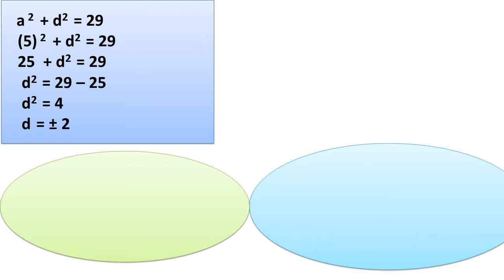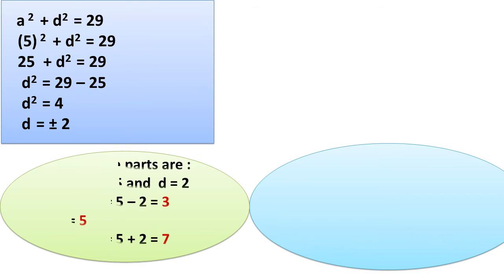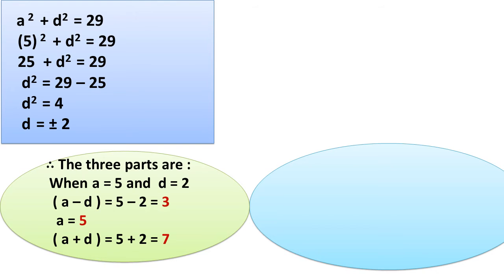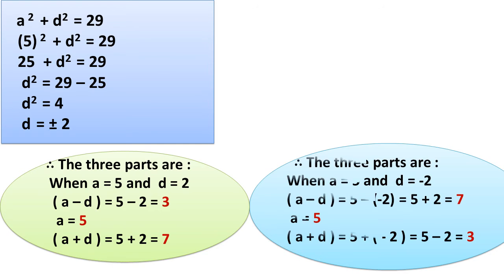As the value of d is plus or minus 2, consider the value of d as 2 and a as 5, then the three parts will be 3, 5 and 7. Then define the three parts. When a is 5 and d is minus 2, they are 7, 5 and 3.